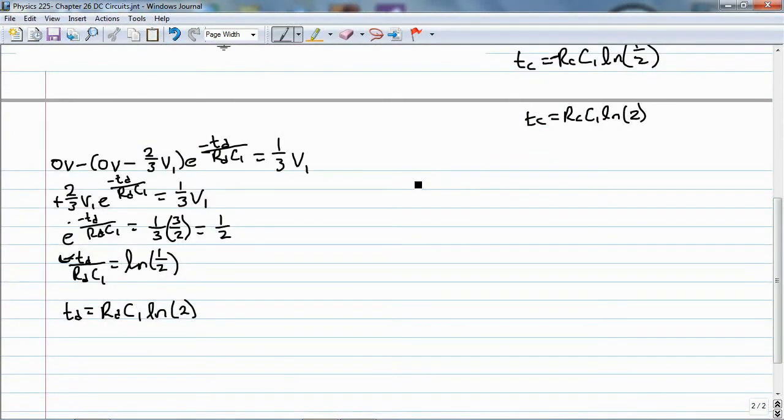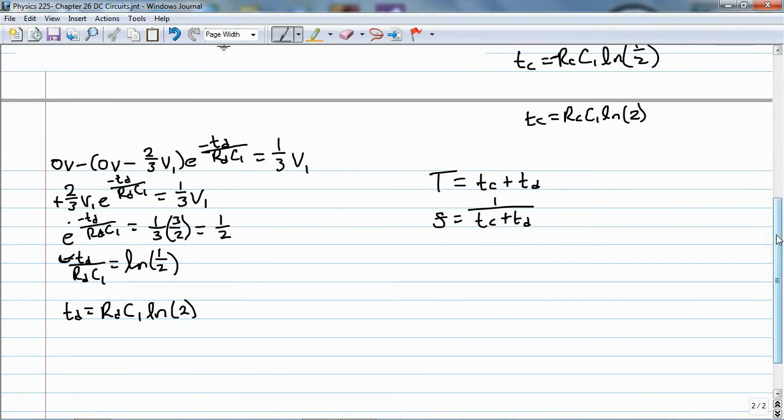And I can say that my total period is equal to TC plus TD. The time to charge from 1/3 of the potential to 2/3 of the potential, plus the amount of time to discharge from 2/3 the potential down to 1/3. And my frequency is equal to 1 over TC plus TD.